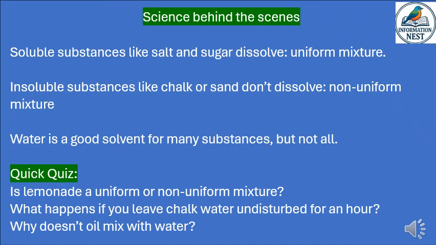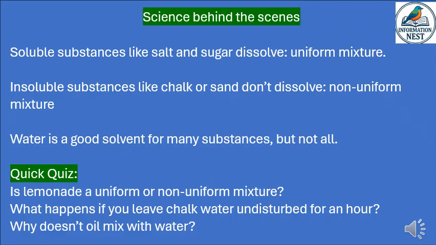All right, team, you just tackled a quick quiz on mixtures, and I must say you're mixing knowledge like pros. Let's walk through those questions together and make sure the science sticks. Is lemonade a uniform or non-uniform mixture? Your answer should be uniform mixture. Why? Because sugar and lemon juice dissolve evenly in water. Every sip tastes the same, no surprise. Sour blast or sugar clumps, that's what we call a homogeneous mixture.